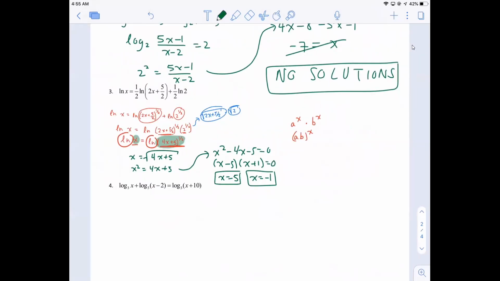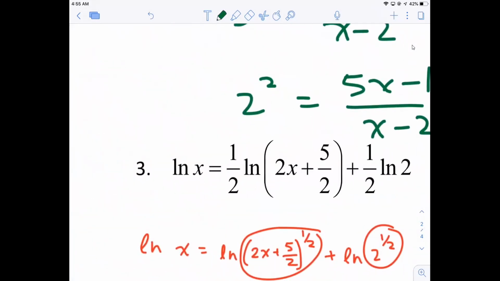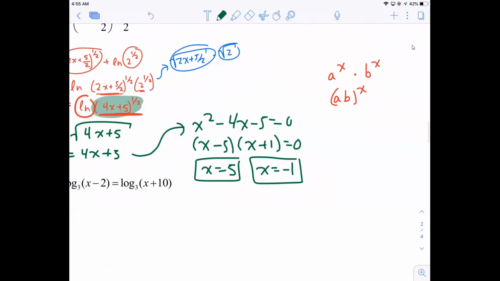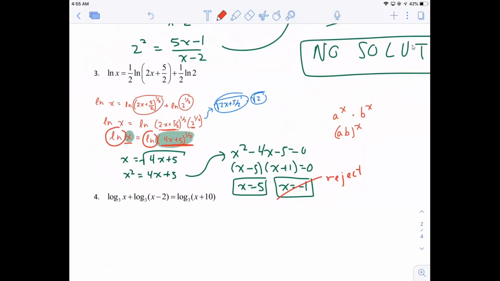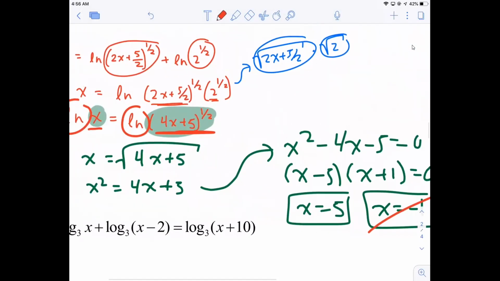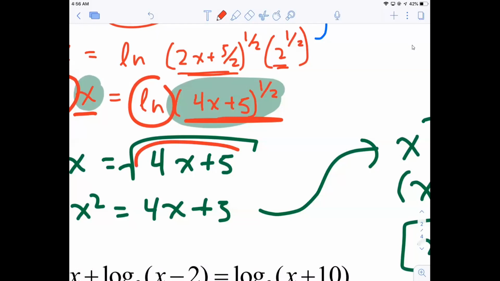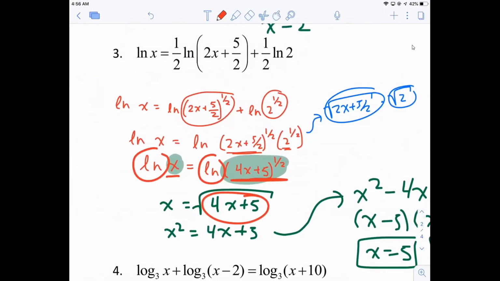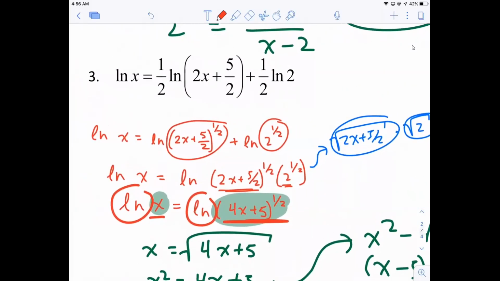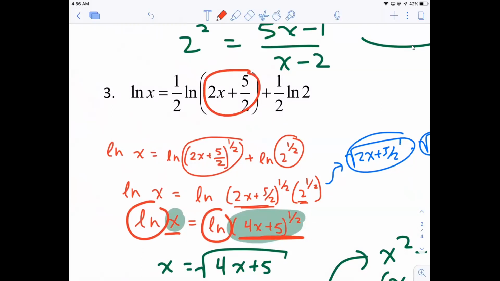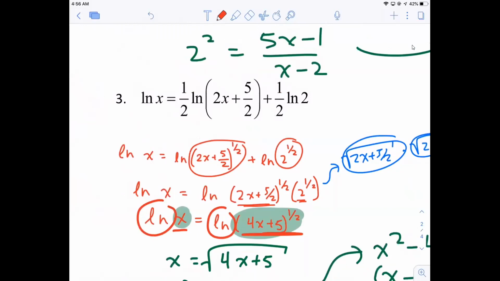So when I check, I can see that the -1, again, is going to make it undefined. You can't take the natural log of a negative number. So we're going to have to reject this -1. And we should also really check the 5, because there's a lot of stuff we did. First of all, the 5 is going to keep the square root okay. And plug in the 5 here or there, I don't see any problems. So 5 could be a valid answer.